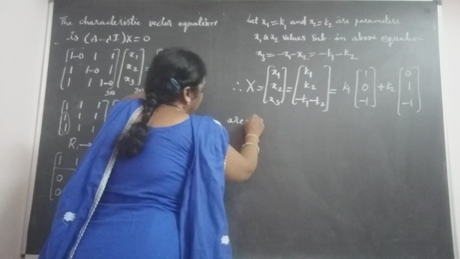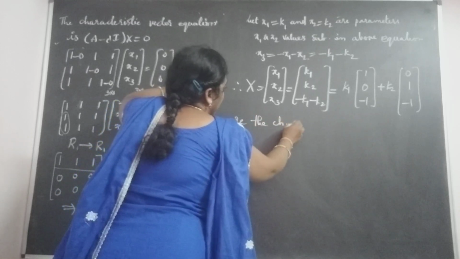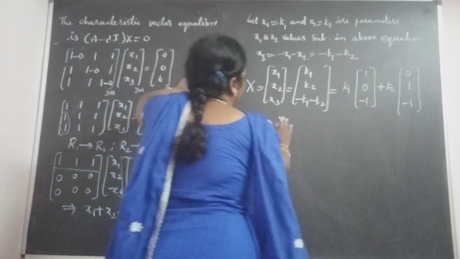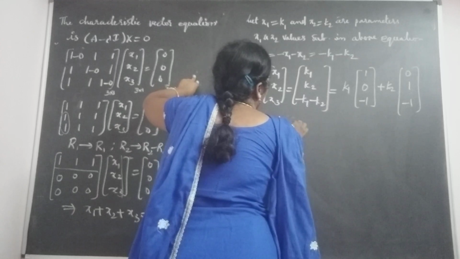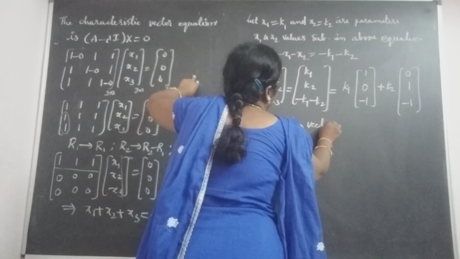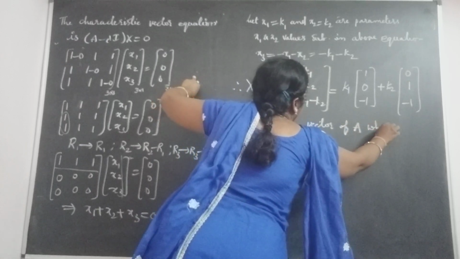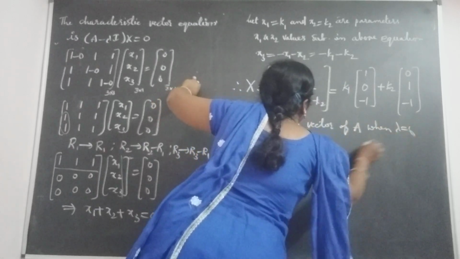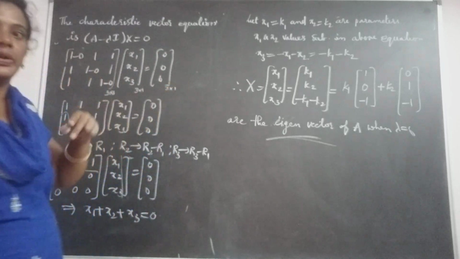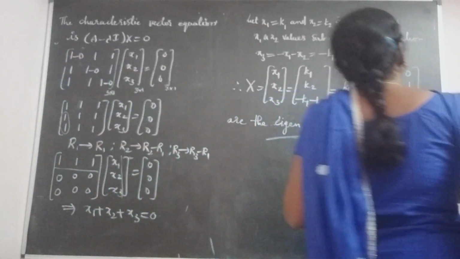characteristic or eigenvectors of A when lambda equal to 0. This is case 1. Okay. When lambda equal to 0.